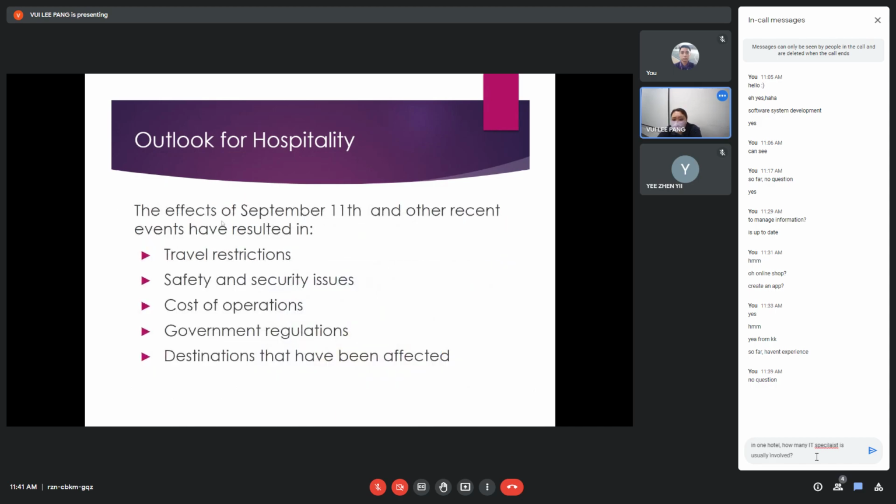Okay, so there are some effects of September 11 and other recent events that have resulted in tourist attacks. So there are travel restrictions, and they need to ensure safety and security, the cost of operations, government regulations, and destinations that have been affected. So all this will affect how the hospitality industry operates.